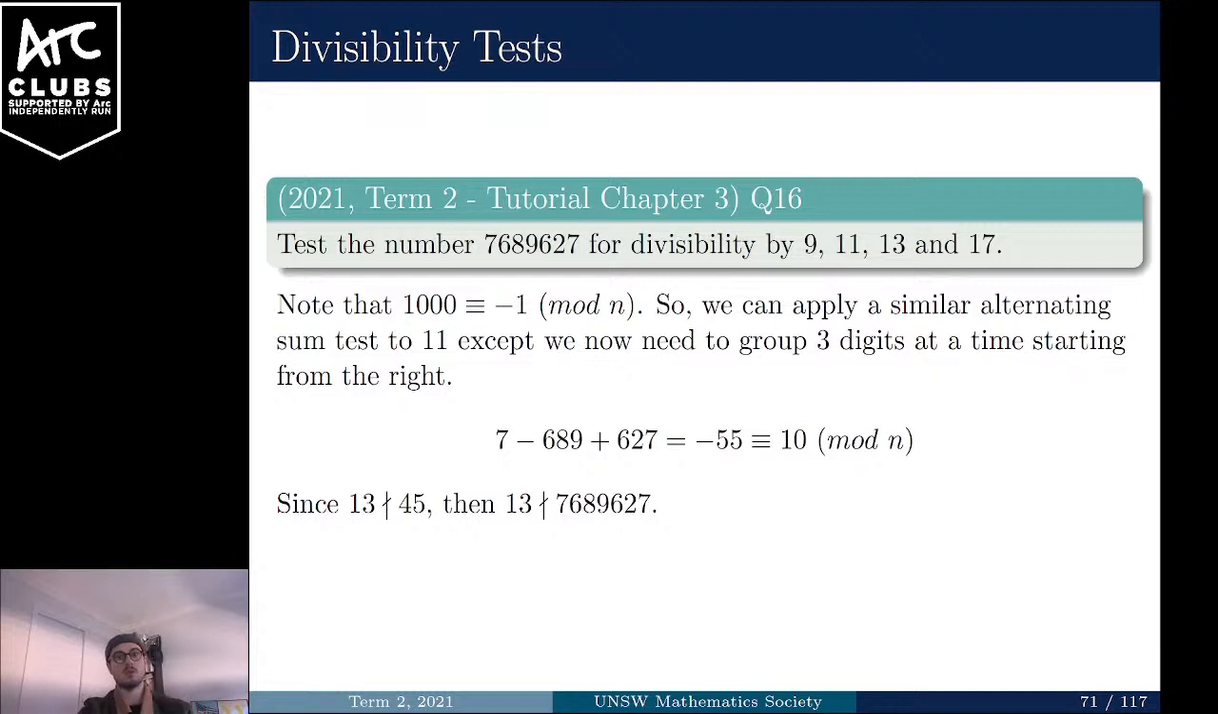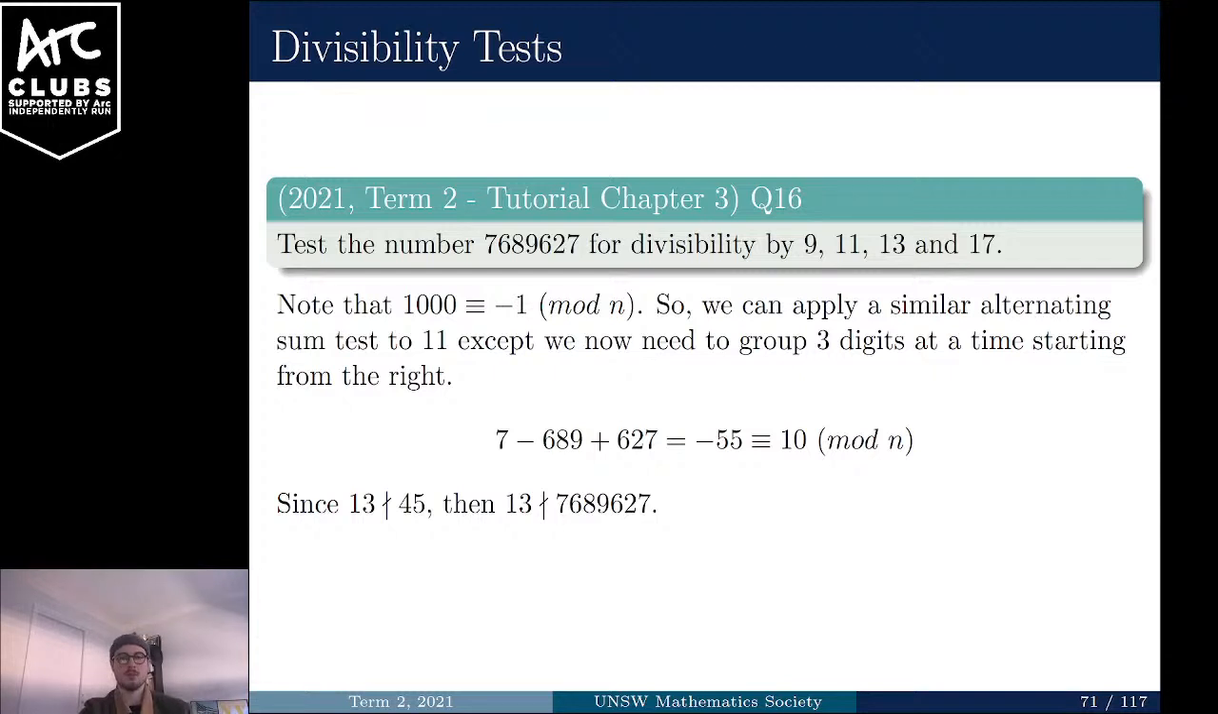So then we use the alternate sum test. It's very similar to the one for 11. It's just we've got a different property because 13 has different properties to 11. Cool. So we use this test, and then we find that actually in this instance, 13 doesn't divide the number, unfortunately.